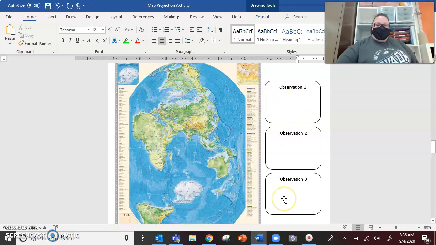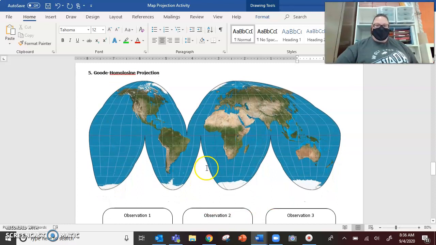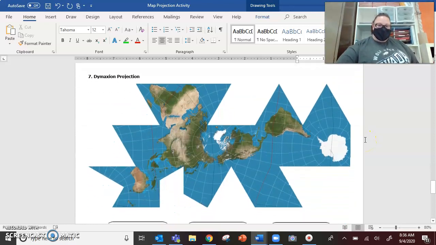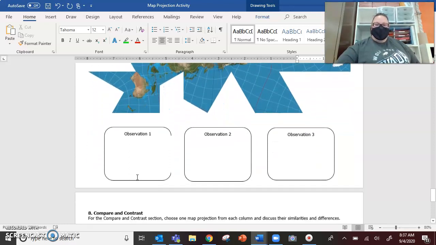So we're going to make 1, 2, 3 observations again. And then the Goode Homolosine projection. You can make a note of where the map is broken up. You can make an observation about the land masses. You can make an observation about the longitude lines. You can make an observation about the shape of the map. And then the last one, the Dymaxion projection. This is another one that we watched in our video on Wednesday. Again, Antarctica, South America, North America, Asia, Europe, Africa, and Australia down there. And 1, 2, 3 observations.